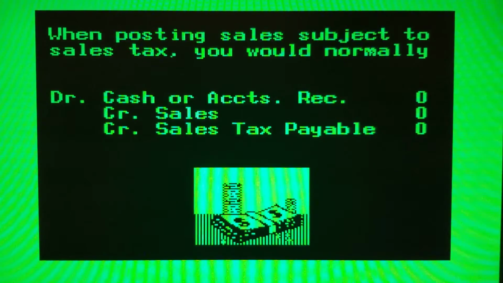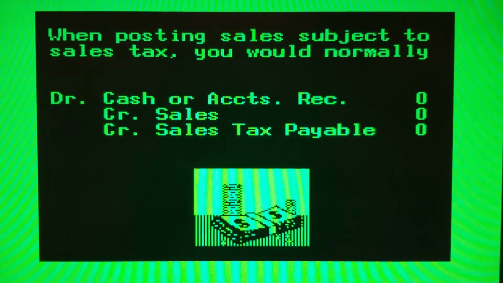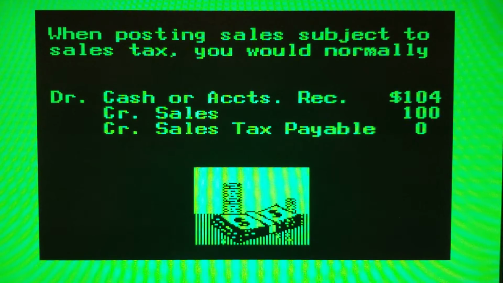When posting sales subject to sales tax, you would normally debit cash or accounts receivable for the total and credit sales and sales tax payable for the separate amounts. A sale for $104, including tax, might be debited entirely to accounts receivable or cash and credited $100 to sales and $4 to sales tax payable.